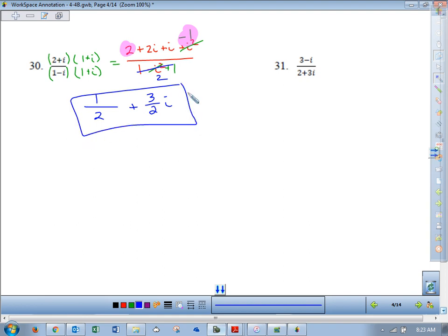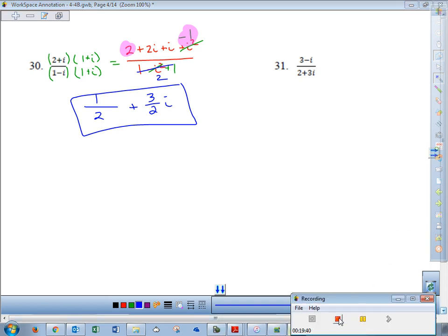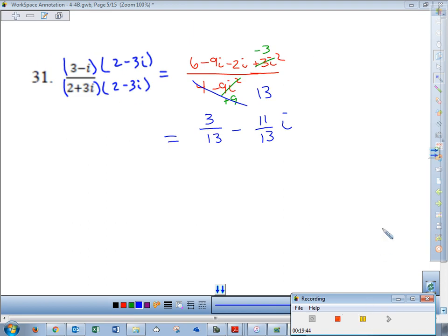The bottom was conjugates. There's a trick. First, last. The top was binomial times binomial. You must FOIL. Please do 31 with your pal for me. Pause the video. Give that one a shot. I had to multiply by the complex conjugate of this, which is 2 minus 3i, so I got to do the top and bottom. Got to FOIL the top guy out.